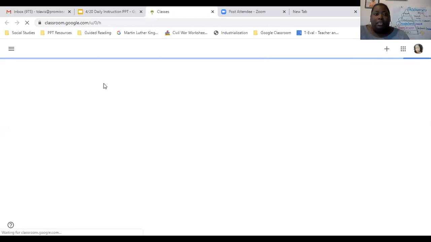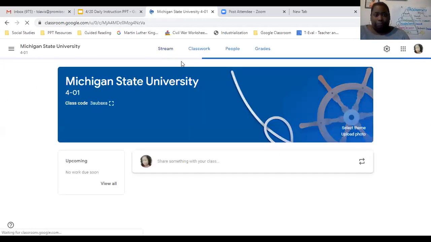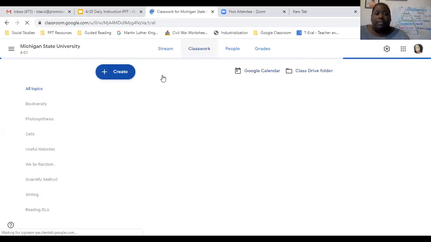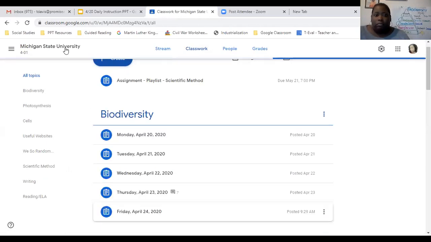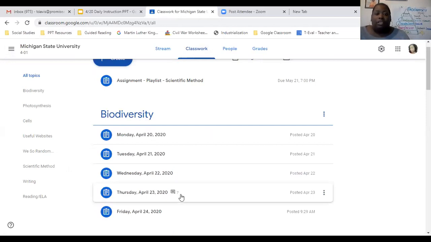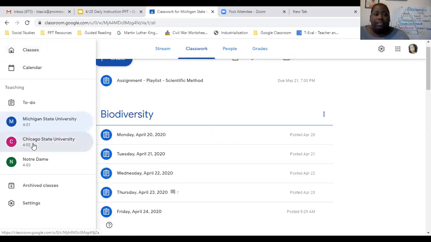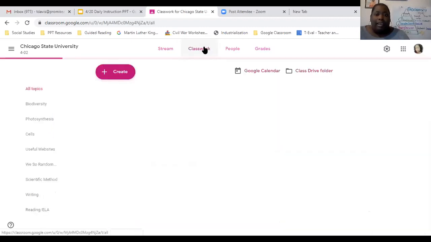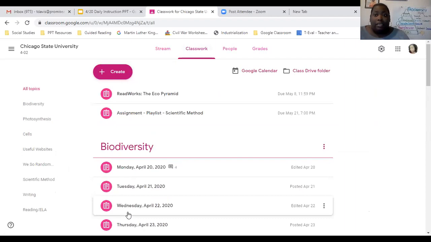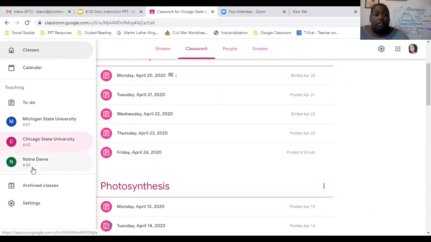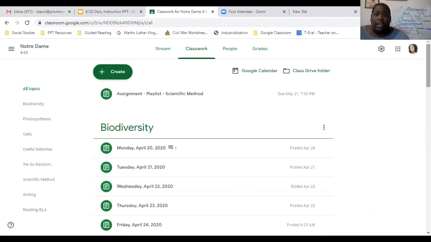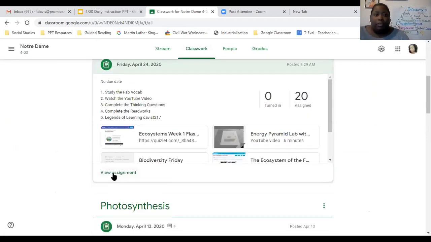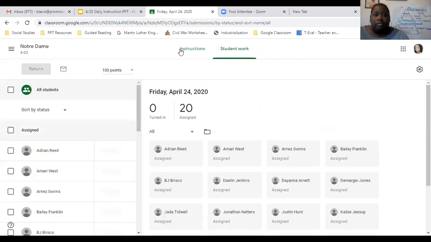In Google Classroom, you will be directed to your particular class. I'll click Michigan State, the classwork tab. From there, our topic, biodiversity, and then look for today's date. There's today's date. And shout out to the scholars. We were having conversations back and forth in Google Classroom under the appropriate topic. If I go to Chicago, then classwork tab, biodiversity topic, today's date. And if I go to Notre Dame, Indy, classwork tab, biodiversity, and today's topic. So I'm going to view the assignment, go to the instructions, and then we always start our lesson out with our fab vocab.